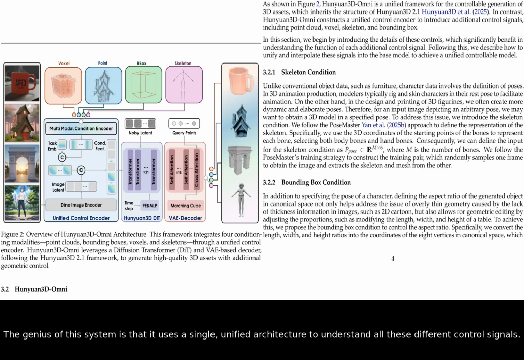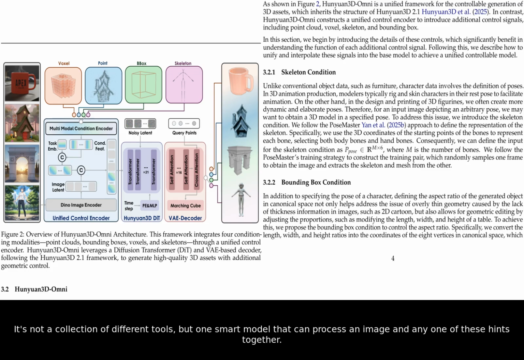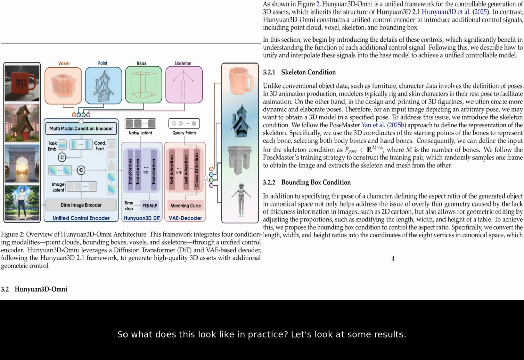The genius of this system is that it uses a single, unified architecture to understand all these different control signals. It's not a collection of different tools, but one smart model that can process an image and any one of these hints together. So, what does this look like in practice? Let's look at some results.